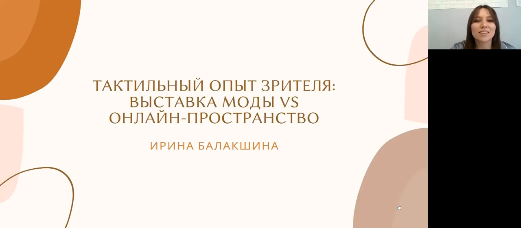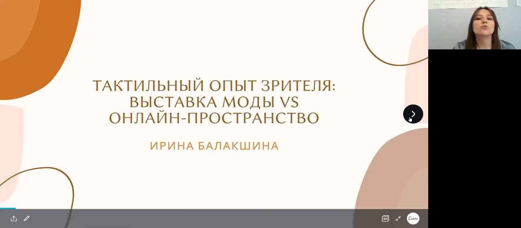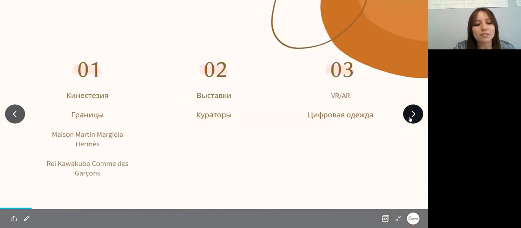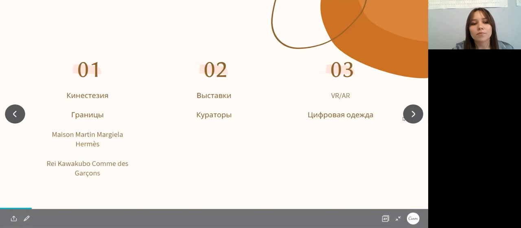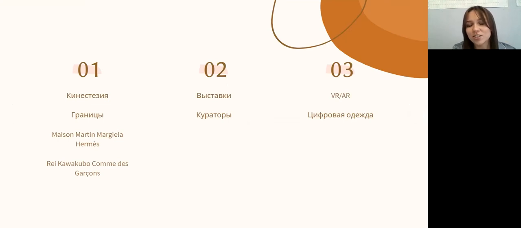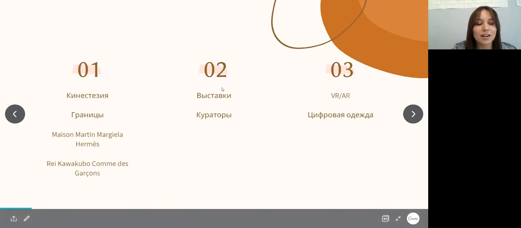My talk is closely connected to the previous one. I want to talk about the tactile experience of the audience using the example of a fashion exhibition and online space. And I want to consider the tactile sense from the point of view of a fashion user. So what journey do they go through, from the direct kinesthetic perception, through observing the fashion at a distance at fashion exhibitions, to looking at virtual clothes in the virtual space.